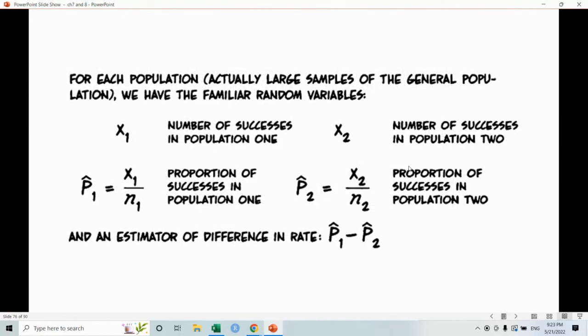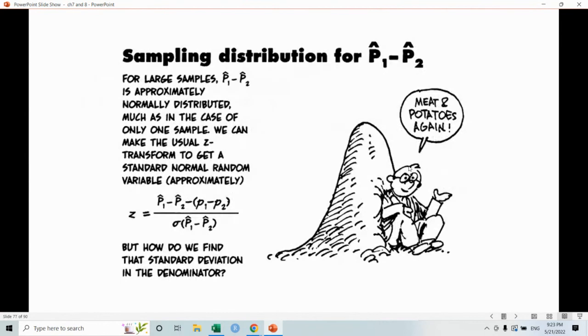For each population, actually large samples of the general population, we have the familiar random variables x1 and x2. So x1 is the number of successes in population 1, and x2 is the number of successes in population 2. P hat 1 is x1 divided by the sample size of population 1, and P hat 2 is x2 divided by the sample size of the second sample. An estimator of the difference between those rates would be P hat 1 minus P hat 2.